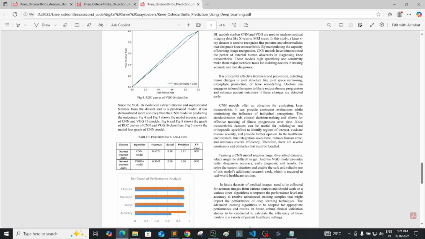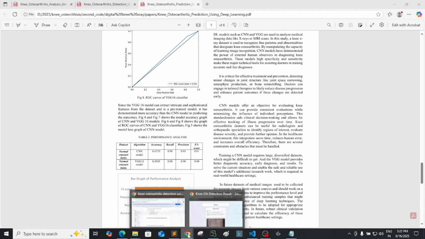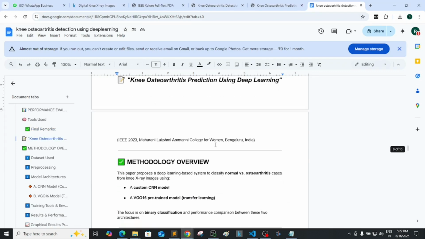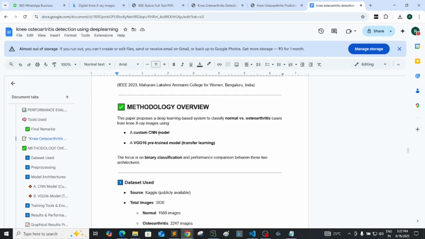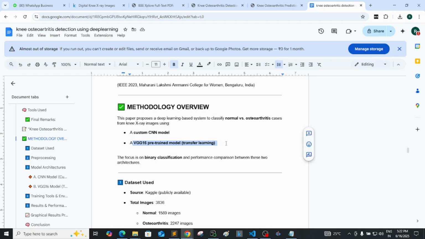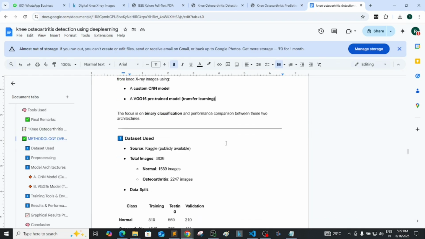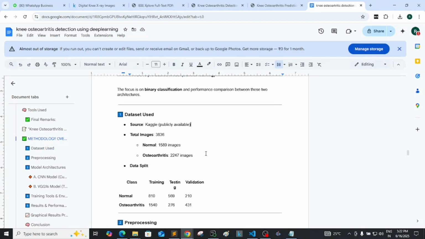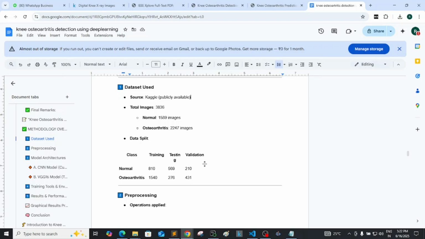So when we go through almost all 3 papers, they are getting good accuracy only for binary class, only 2 classes. When it goes to multi-class, their models are failing. So this is our third paper. In the third paper, they are going with their own custom CNN model as well as VGG16. These two models they are using in combination, and as the dataset they are taking the Kaggle dataset with 3836 images, which contains only 2 classes.